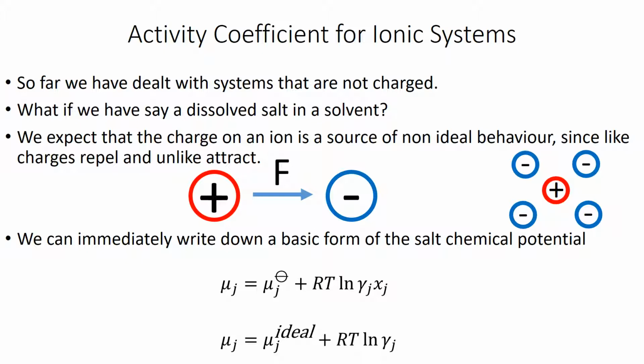Alright, with that out of the way, we can immediately write down a basic form of the salt chemical potential. The chemical potential is equal to the standard state chemical potential plus RT log gamma x. We should now be familiar and quite happy with this. And naturally, we can rewrite this in terms of the ideal component and the non-ideal component. So the chemical potential is equal to the ideal chemical potential plus RT log gamma, the activity coefficient, or the real part of the chemical potential.